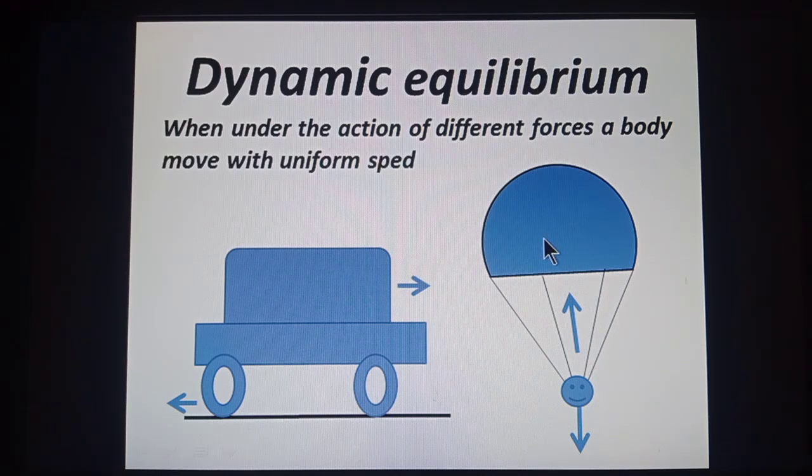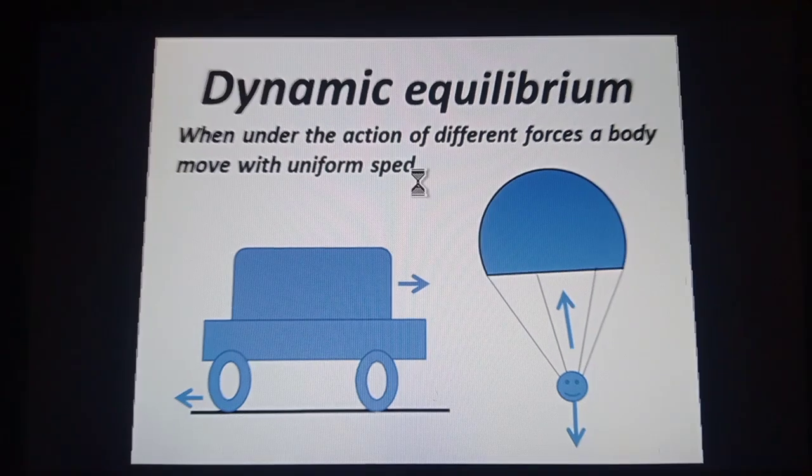Similarly, when a paratrooper is falling with constant velocity, two forces are acting on it. Air drag is acting upward and its weight is acting downward. Under the action of these two forces, it is falling with constant velocity. So it is also an example of dynamic equilibrium.